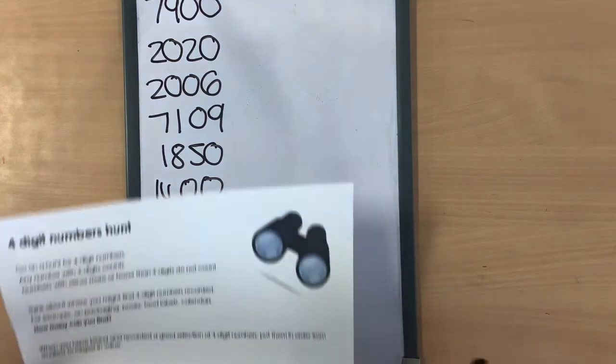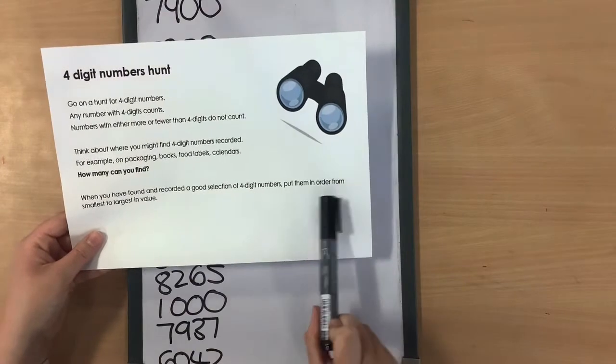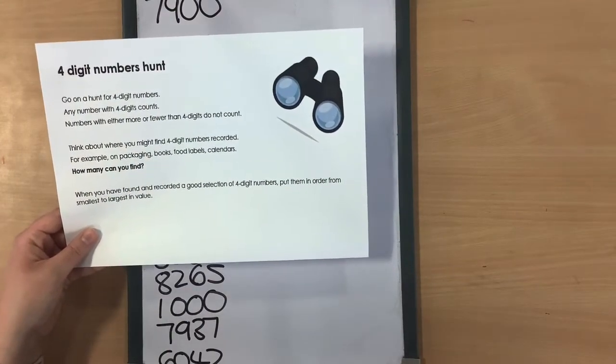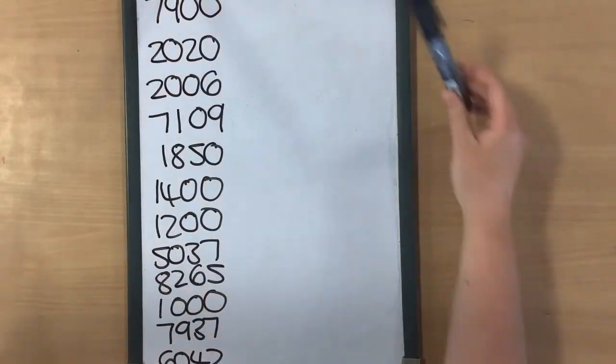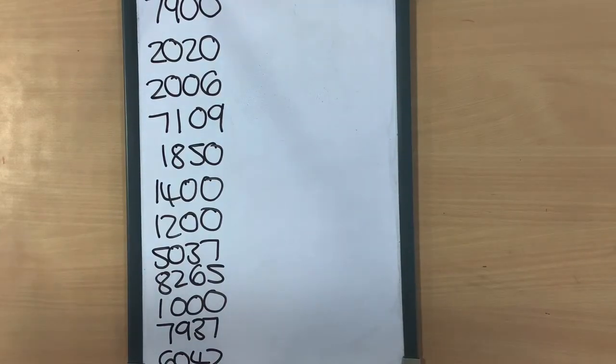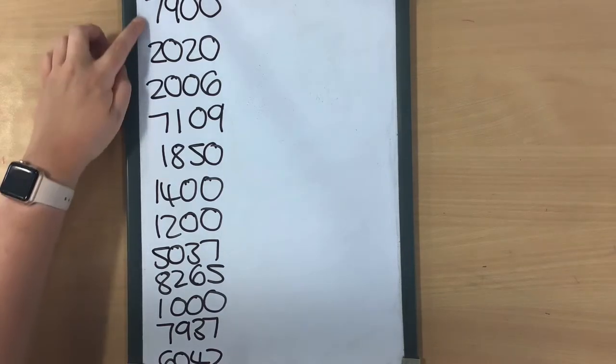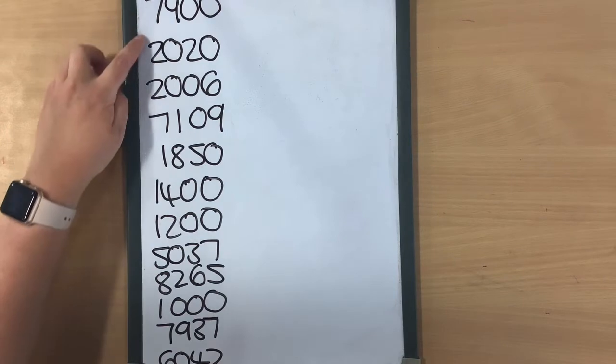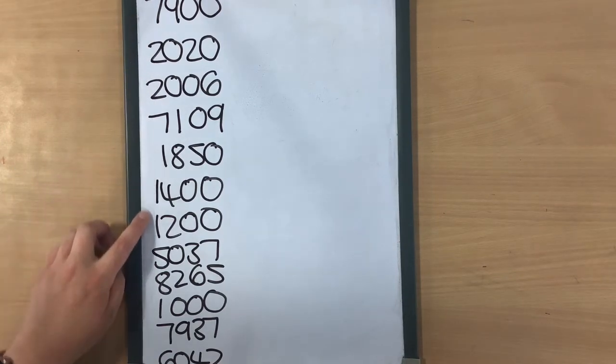Okay, what I now need to do is order them from smallest to largest in value. Okay, so just here on my whiteboard I'm going to put the smallest value at the top and the largest value at the bottom. Okay, so just like we did yesterday, I now need to order and compare the numbers. If I'm starting off by looking at the smallest, I'm going to be looking at the thousands. So I'm going to go down until I find my smallest value.